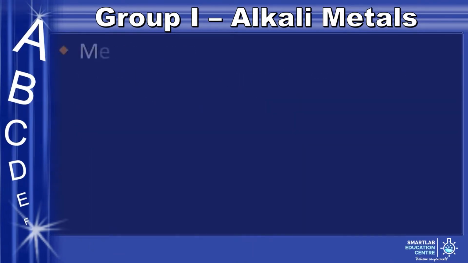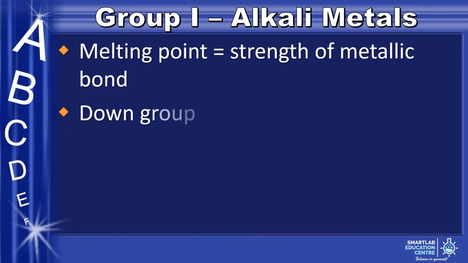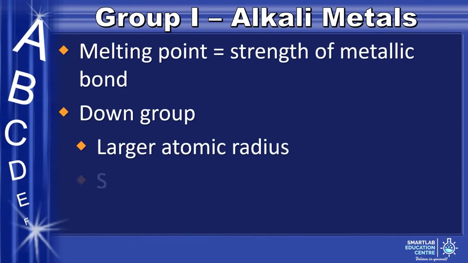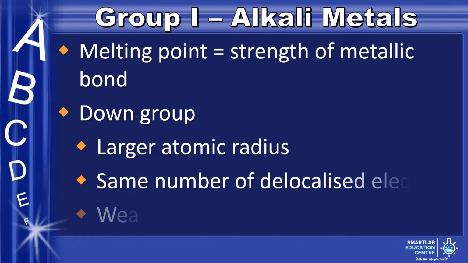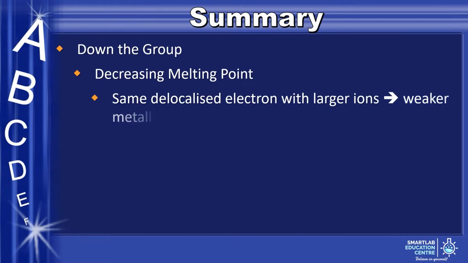The melting point is synonymous with the strength of the metallic bond, and down the group, the atomic radius is larger, and for the same number of delocalized electrons, weaker metallic bonds are formed. In summary, down the group, there is a decreasing melting point, as with the same number of delocalized electrons and larger ions, weaker metallic bonds are formed.